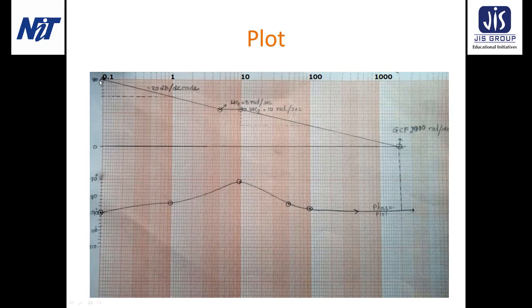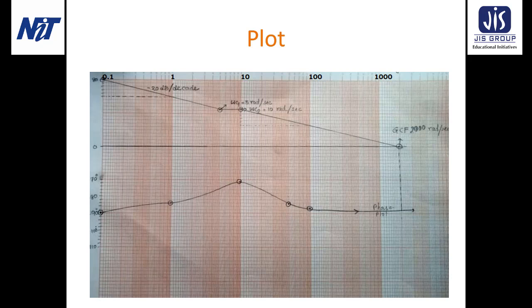Here again I have started from 0.1, 1, 10, 100, 1000 and 10,000. So these are the decades, and this one is the reference line, the 0 dB line for the magnitude plot. And for this magnitude plot, again I have considered one small box equal to 4 units. So after each 5 boxes, you can mark the 20 dB, 40 dB, 60 dB, and finally this one is 80 dB.